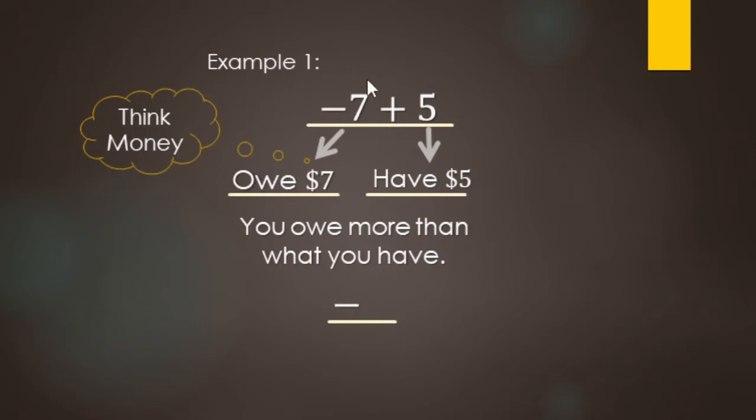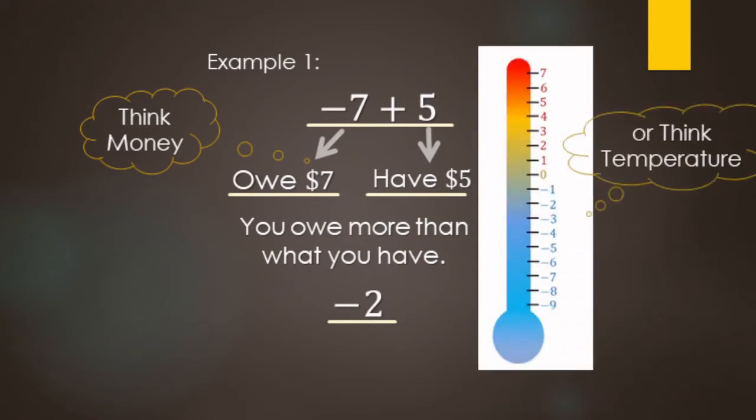So you try to pay off that 7, you don't have enough to do it, so you're still going to owe at the end. You're going to shell out those $5, and you're still going to have $2 left to pay. So we have more negatives than we do positives, so the sum is going to be a negative, and then we just do 7 minus 5 for how much that's going to be, which in this case is $2.